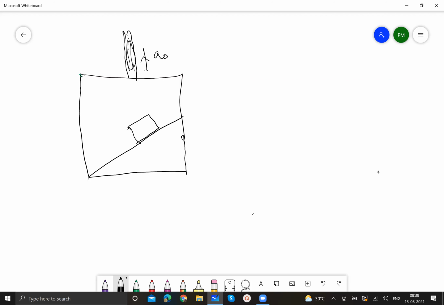Find the time taken by the body to slide down the smooth inclined plane, given the base length of the lift is capital L.